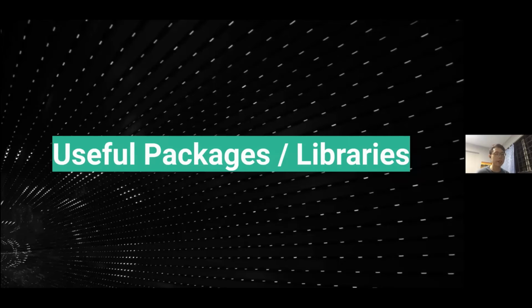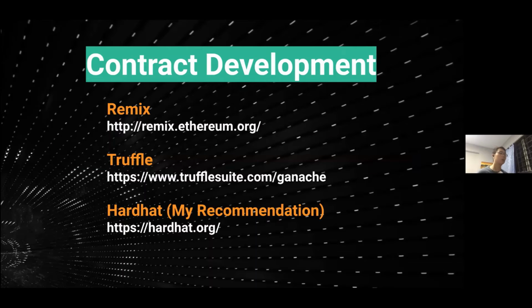What are the useful packages and libraries that are out there? So first of all, I'm going to talk about smart contract development, right? There are three main packages that I recommend. Number one, Remix. So Remix offers very quick iterations, right? If you want to test out something that you are unsure of, like a certain feature, but you're not really sure what the syntax is, and you want to just really quickly interact with it and build it, then I recommend Remix, right?